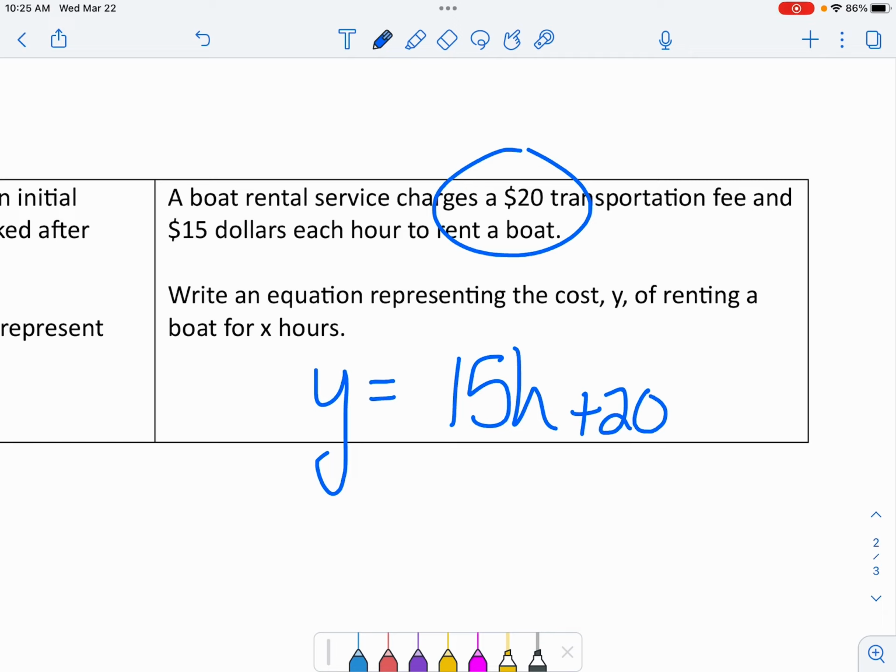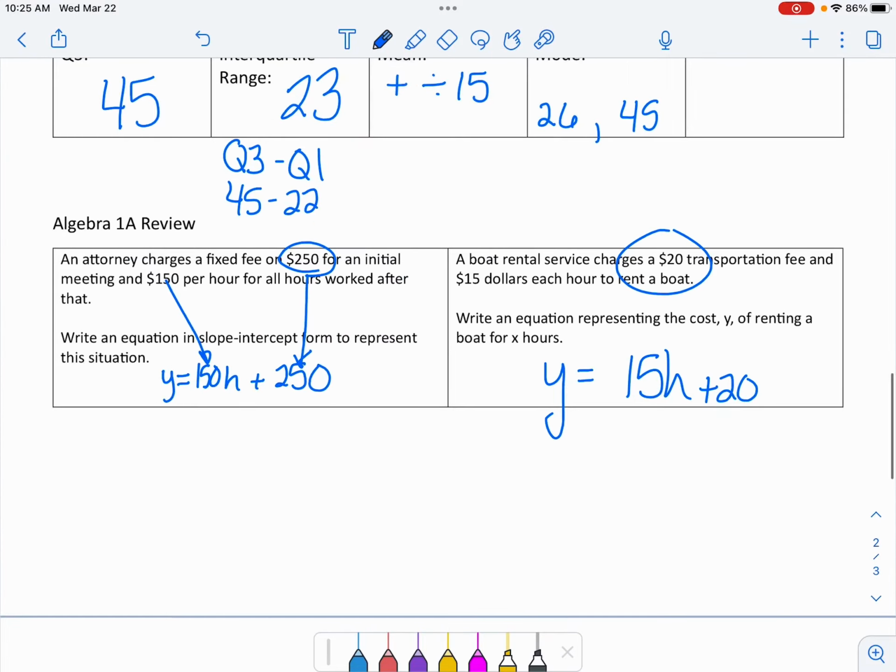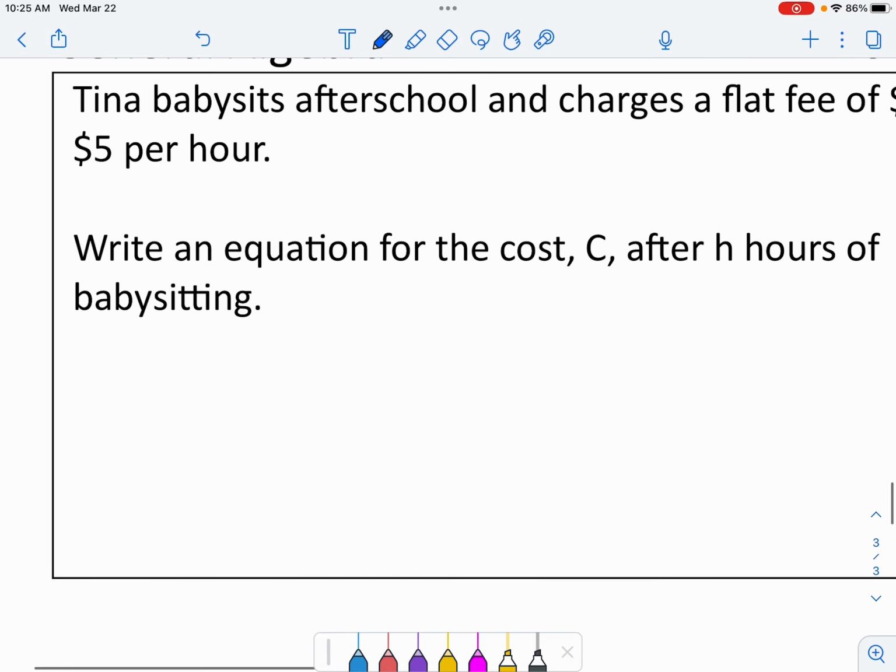Good. The reason I'm doing these is that the Keystones are going to have word problems, and you're going to have to pick the right equation or possibly even graph the right equation. So if we can get our equations down, I don't think graphing is hard. I think getting the equations is hard.